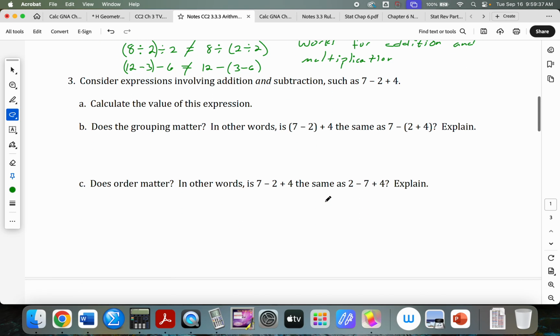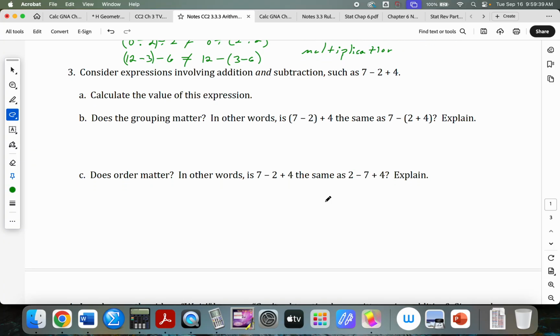All right, let's take a look at this one. Consider some that use both addition and subtraction. So let's say I have 7 minus 2 plus 4. Everybody calculate that quickly. Don't say it, just calculate it quickly. Hopefully you got 9.